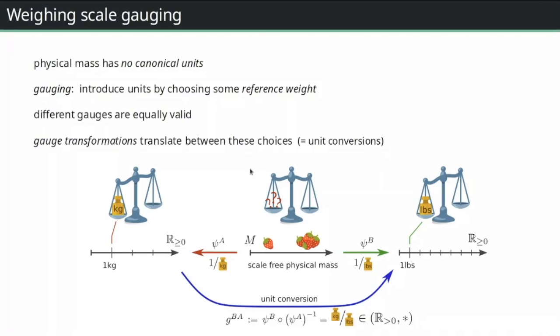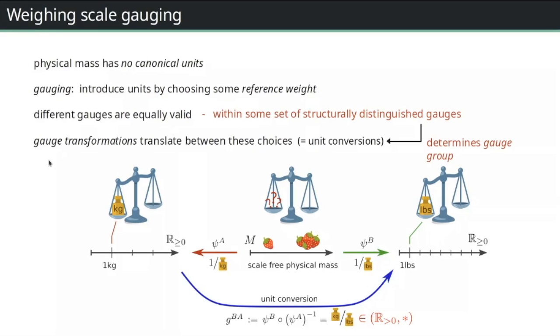So if you look at the set of all reference weights relative to which you are measuring your physical weight, then these gauge transformations will just scale up and down this axis. And you get a gauge group. So these scalings form a group, which are the positive real numbers together with multiplication. But we have to be a bit more cautious. I said that all different gauges are equally valid, but often we have a certain structure given on whatever we are trying to gauge.